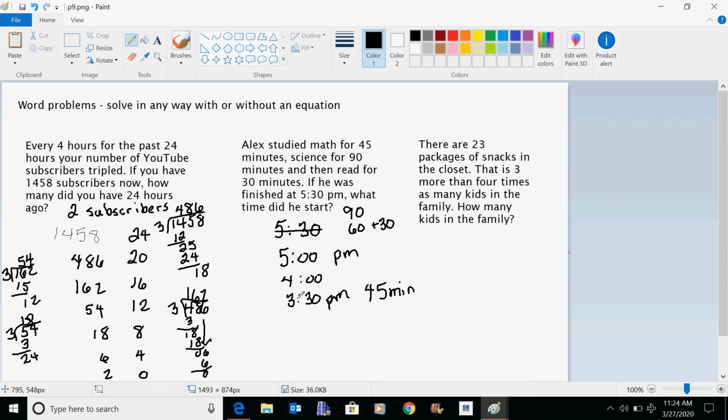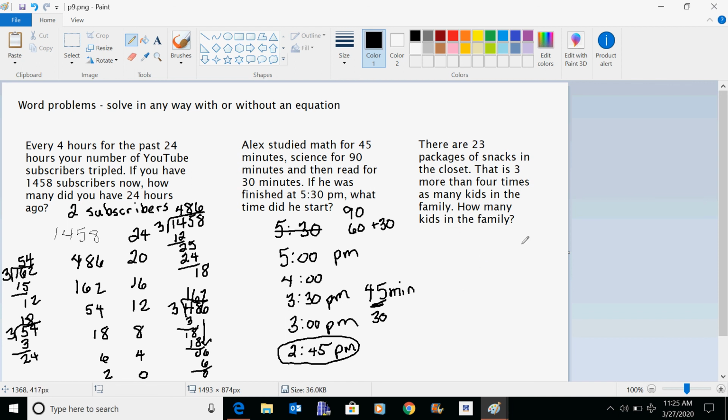Well, if we go back to 3 o'clock, that would be 30 minutes, right? But we need to go 45, so we need to go even 15 minutes earlier than 3 o'clock. So to take 15 minutes earlier than 3 o'clock, that will be 2:45, because there are 60 minutes in an hour. So going back to 2:45, that tells you that Alex started his studying at 2:45 to do all these things and end it at 5:30.